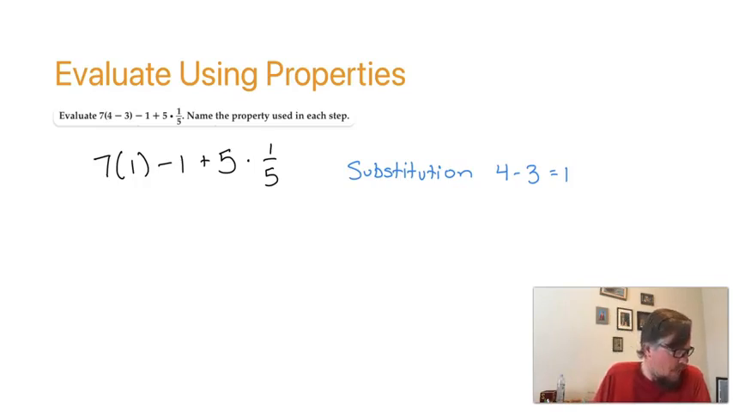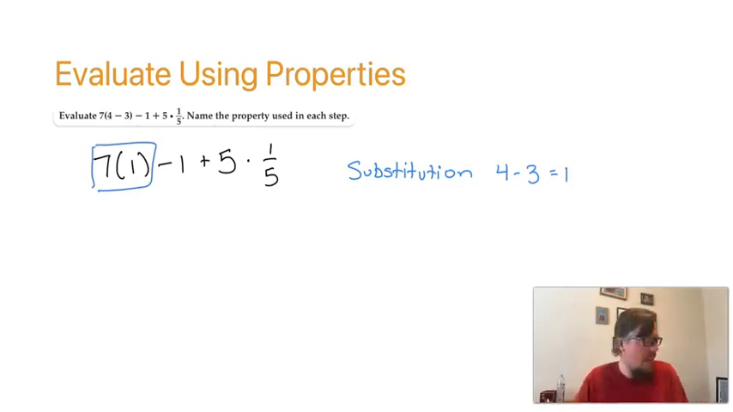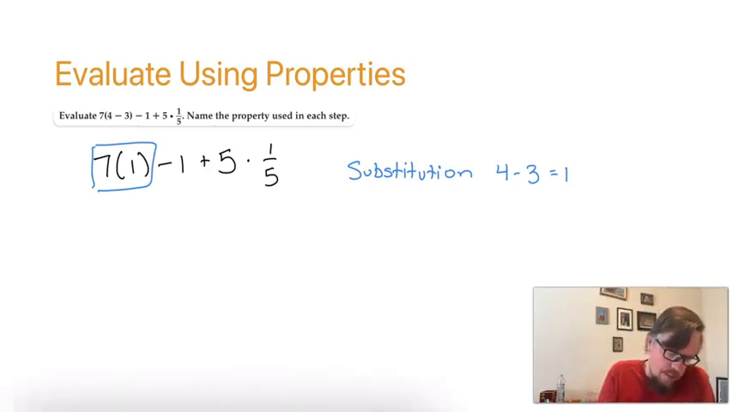Okay, so next we've got some multiplication. I don't think we really need the 7 times 1 in there because anything multiplied by 1 is itself. So 7 times 1 is 7. Let's go ahead and do that. 7 times 1 is going to give us 7. Everything else is going to stay the same.